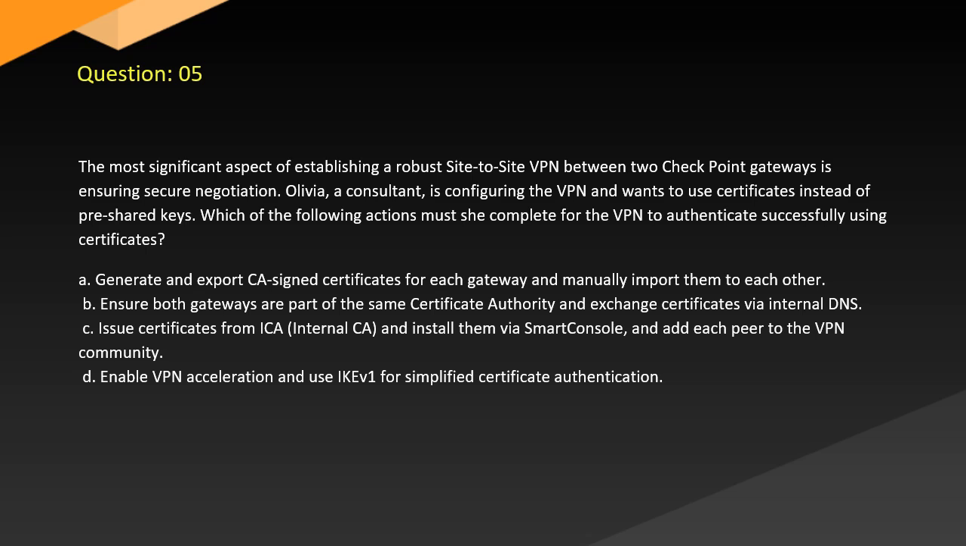A. Generate and export CA-signed certificates for each gateway and manually import them to each other. B. Ensure both gateways are part of the same certificate authority and exchange certificates via internal DNS. C. Issue certificates from ICA, the internal CA, and install them via SmartConsole and add each peer to the VPN community. D. Enable VPN acceleration and use ICA for simplified certificate authentication.